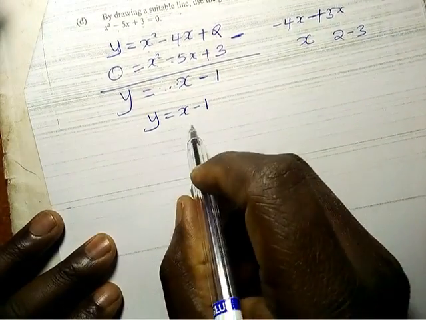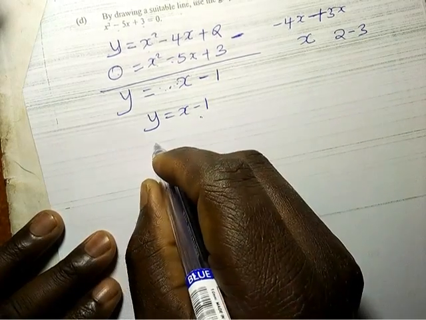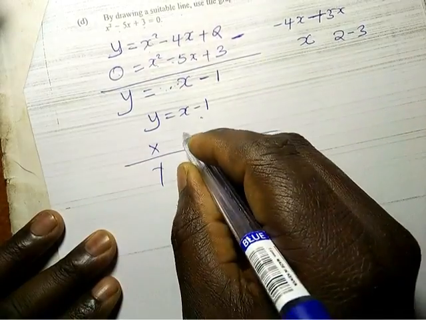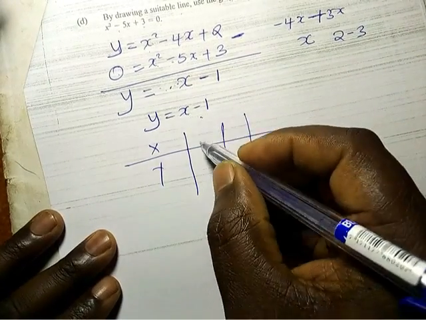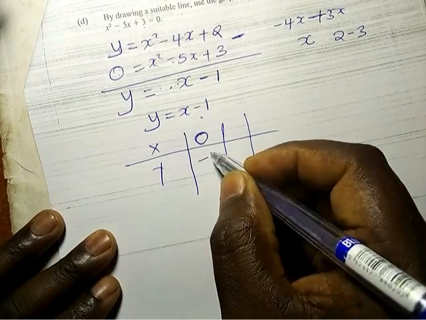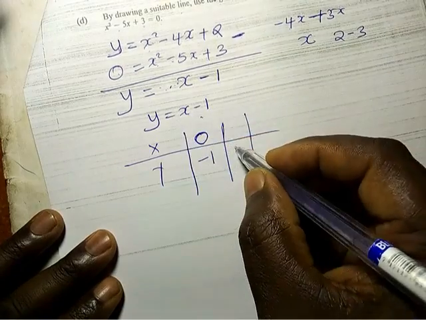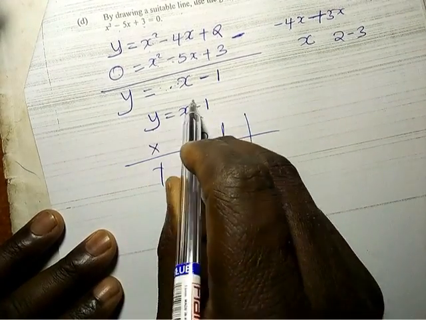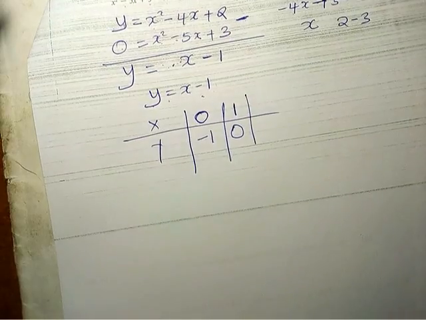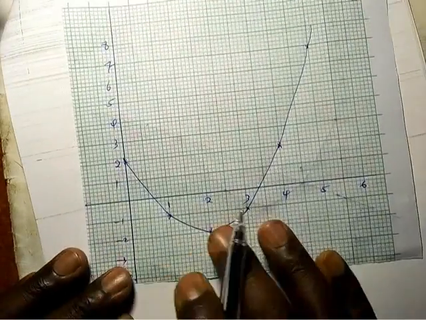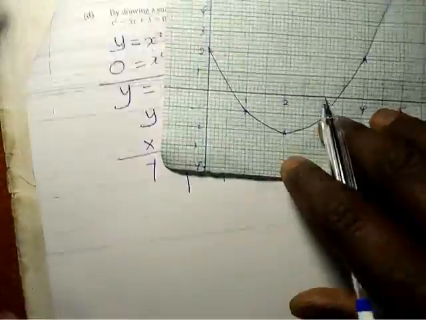Now this is what we use to draw the line. To draw the line, we put x and y, find the values, and draw the equation. So we can say when x is 0, y is negative 1. What if y is 0? When y is 0, x will be 1. So we will use those two values to draw a suitable line on our graph here. So we are going to draw a line here, and we are going to use these values.